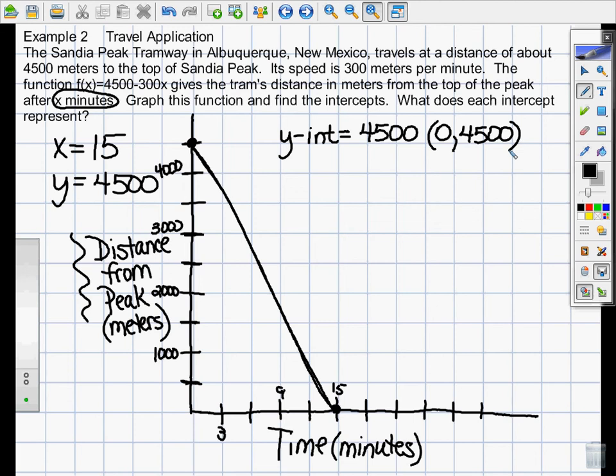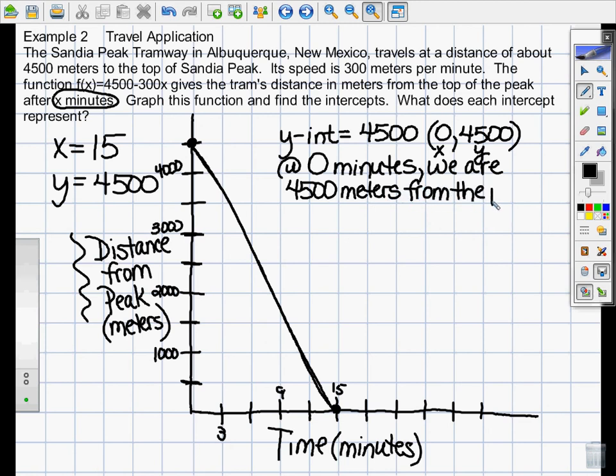Now, what you have to do is look at the axes, the name of the axes, okay? So remember, the first number is our x, the movement on our x-axis, and the second number is the number on our y-axis, okay? So our x-axis means time. So what this means is at 0 minutes, so we just got on the tram and the tram actually hasn't started moving yet. At 0 minutes, we are 4,500 meters from the peak.